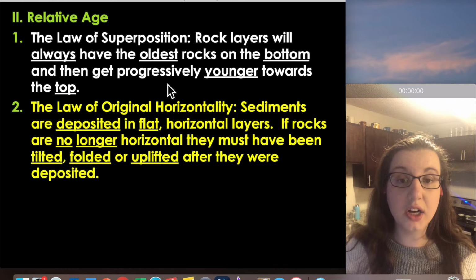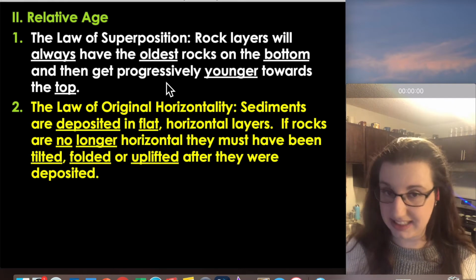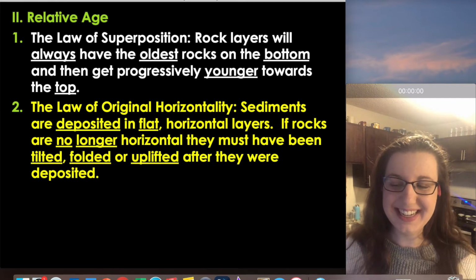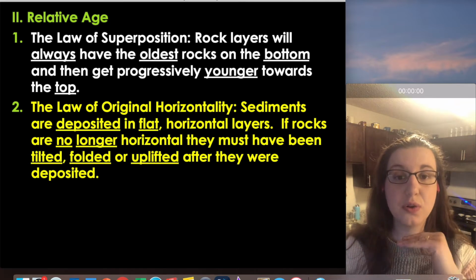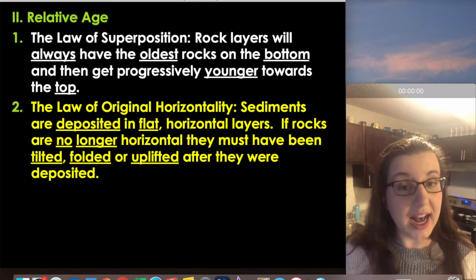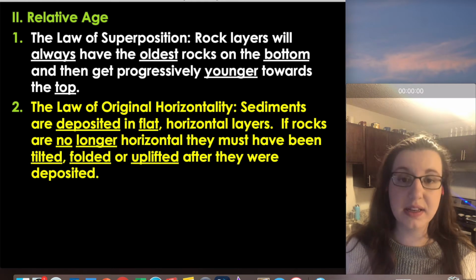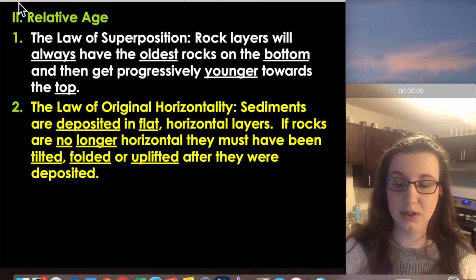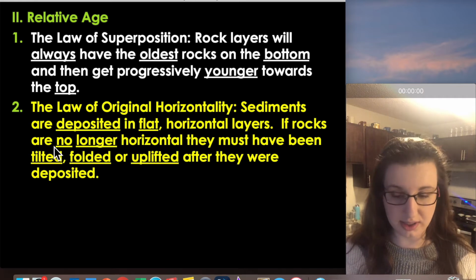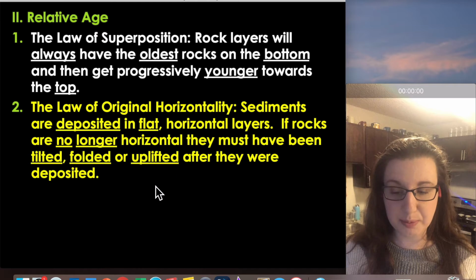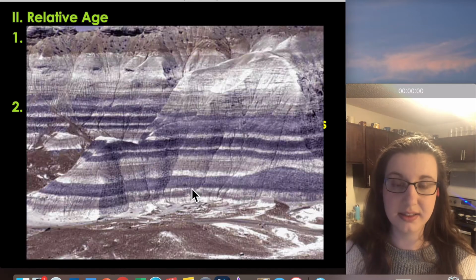Then we have the law of original horizontality, which is a mouthful, but it just means that things are deposited flat, horizontally, first. If they are not flat or horizontal, something must have happened since they were laid down. So, deposited in flat and horizontal layers, if rocks are no longer horizontal, they must have been tilted, folded, or uplifted after they were deposited.